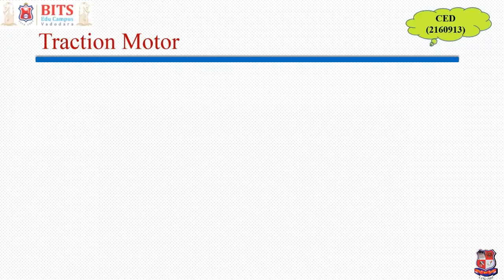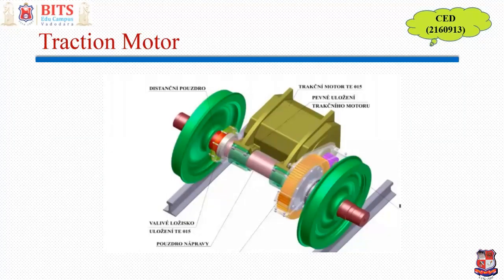So what is a traction motor? A traction motor is something which is mounted like this. This is the axle, and these are the wheels, and this is the motor. This motor is geared to the axle in this fashion. So this motor is basically running at a high speed. This is a speed reduction gear, and as the motor runs, the gear runs the axle and the whole locomotive propels.